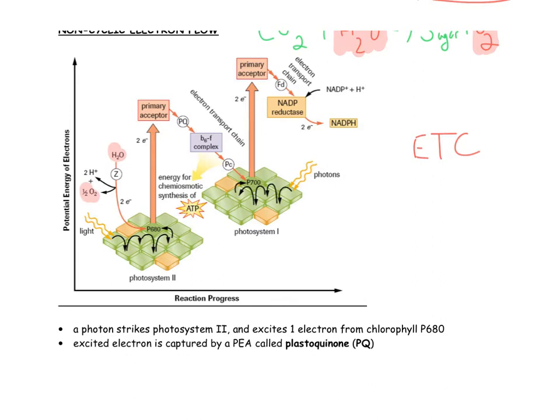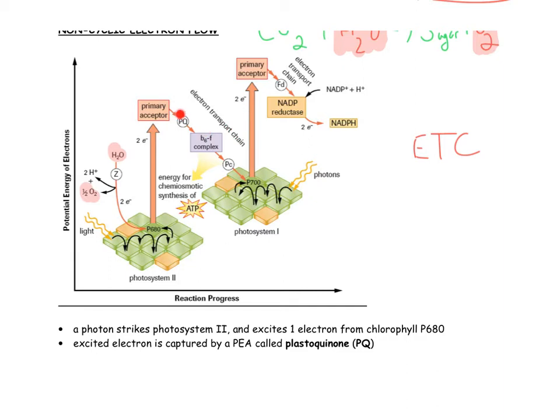Now, what happens next is that our excited electron is going to be captured by our primary electron acceptor. And in this case, that happens to be plastoquinone, so PQ. Sometimes you'll see it being given other names, but plastoquinone is the name here. And then, just as we saw in cellular respiration, we're going to see those electrons being transported to other electron carriers, each time releasing energy.